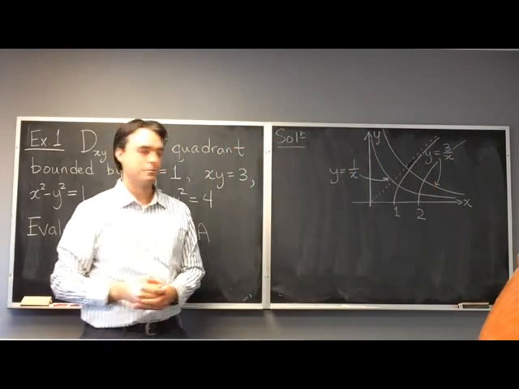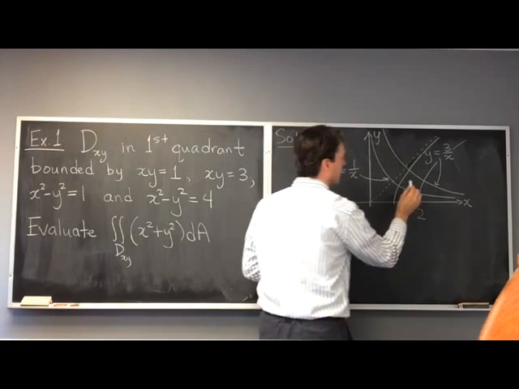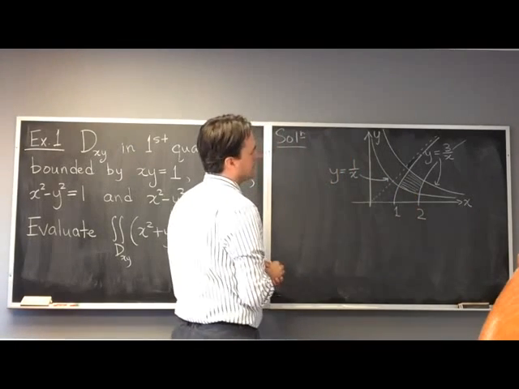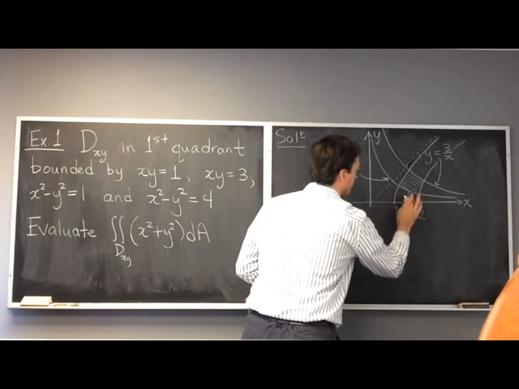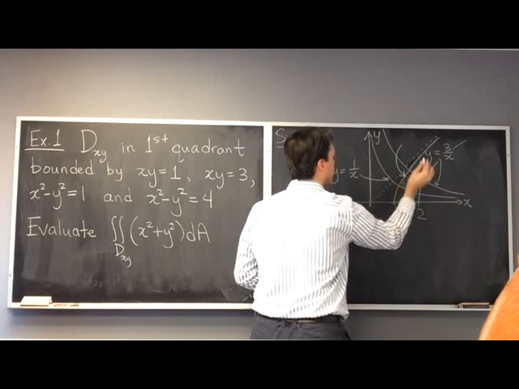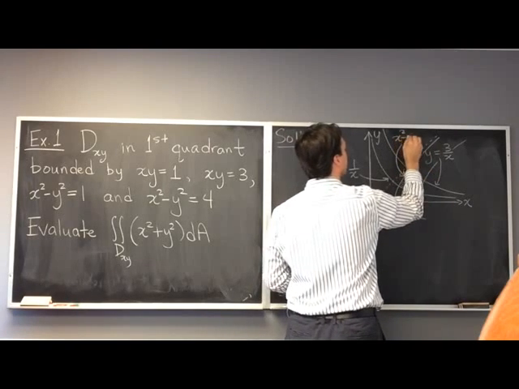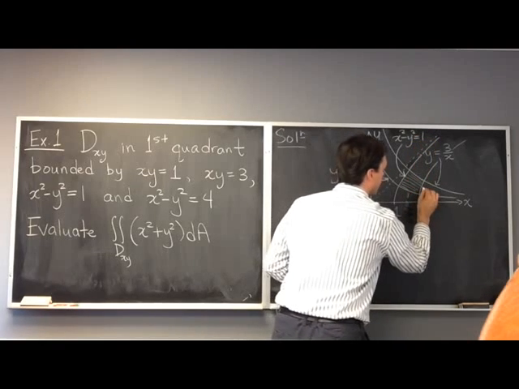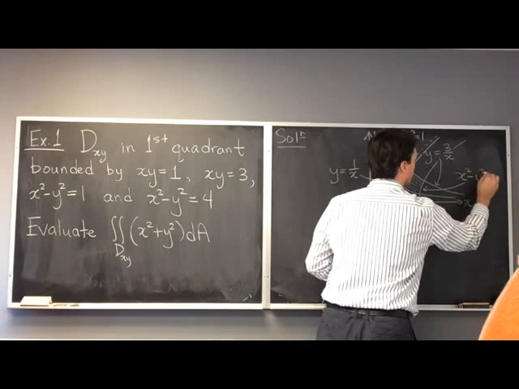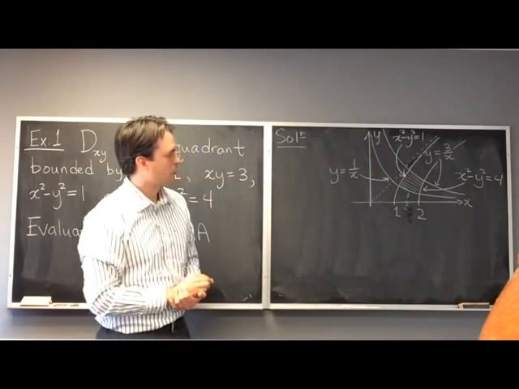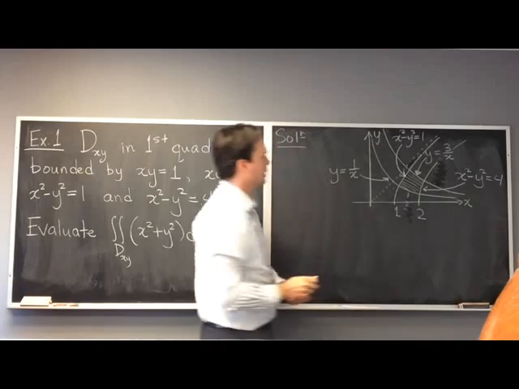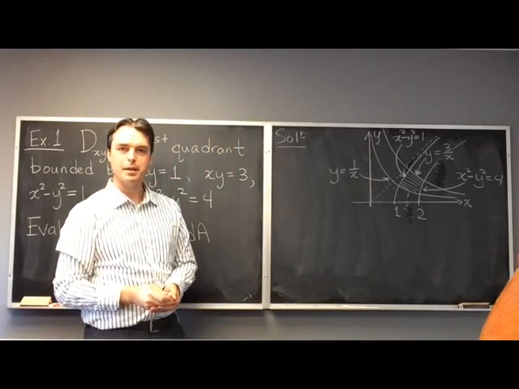So what we're looking at is the region bounded by those 4 curves, which obviously is this part right here. All right, so again, that curve. Oh, wait, we've already labeled that curve. Sorry. That curve there, x squared minus y squared equals 1. And this curve right here, x squared minus y squared equals 4. All right, so we have all of our curves labeled up here.